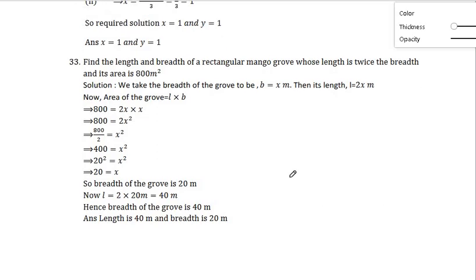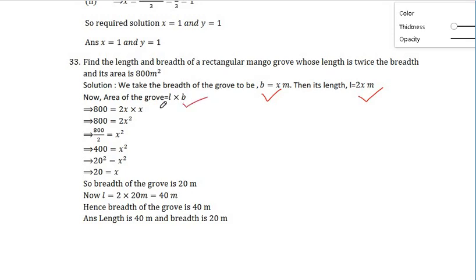Now let us go to question 33. Find the length and breadth of a rectangular mango grove whose length is twice the breadth and its area is 800 meters square. So first we have taken the breadth to be x meter, the length is double, so it will be 2x meter. The area of the grove means the area of the rectangle; the grove is in the form of a rectangle.